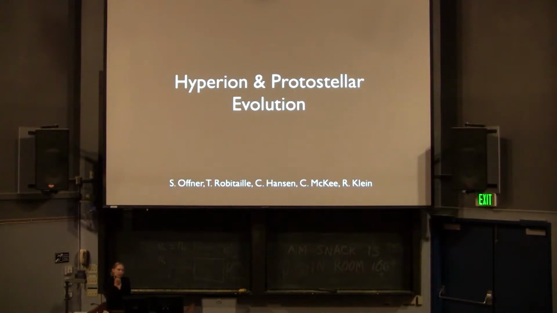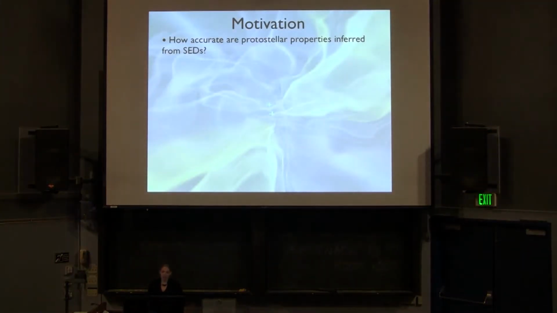All right, so I'm going to start out by talking about a project using the Hyperion radiative transfer code that I talked about on Tuesday. And we're going to use that to try and investigate protostellar evolution. So the motivating question behind this work is how accurate are protostellar properties inferred from SEDs?